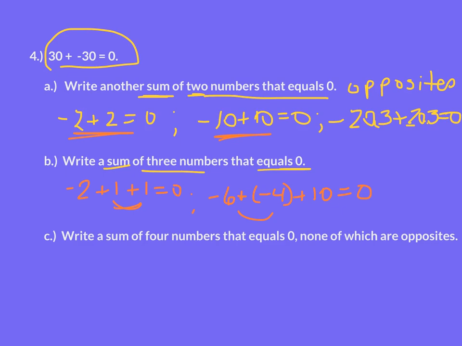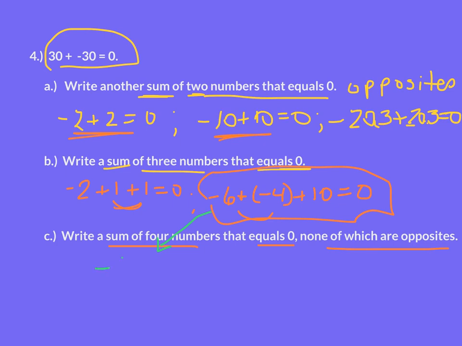So the sum of 4 numbers equals 0. None of them are opposites. So that would probably be very similar to what I did here, because none of those are opposites. So I'm actually just going to extend that, and again, very likely you won't have the same answer as me, and that's fine, provided that we end up with opposites.